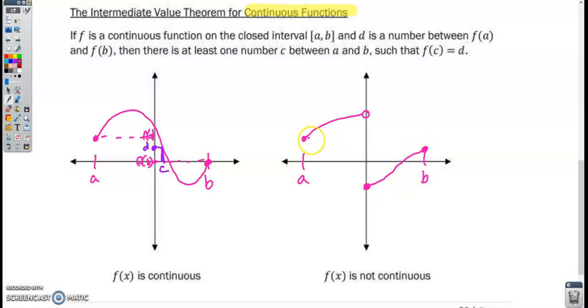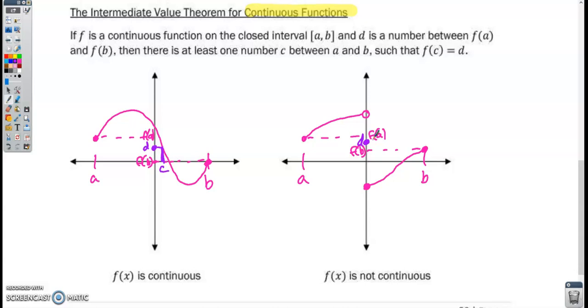Okay, here's the value of f of a. Here's the value of f of b. And if I pick a value d in between f of a and f of b, suppose I pick this value of d right here, you see that there's no place on the function where f of c is equal to d. Okay? There could be, but when the function's not continuous, it isn't guaranteed.